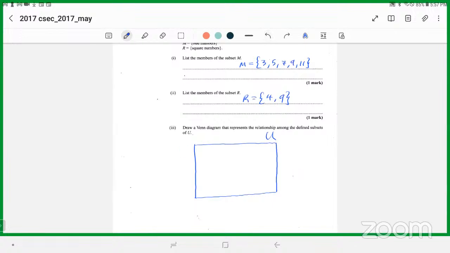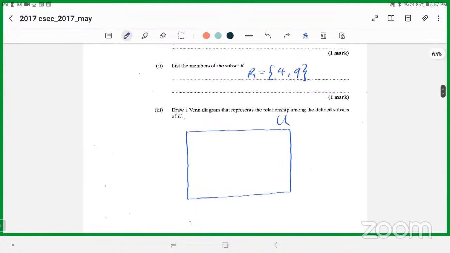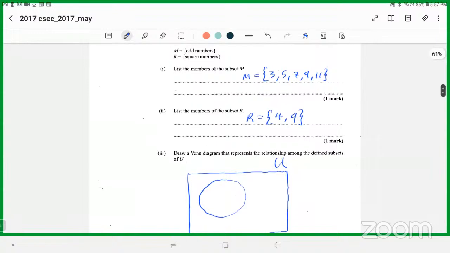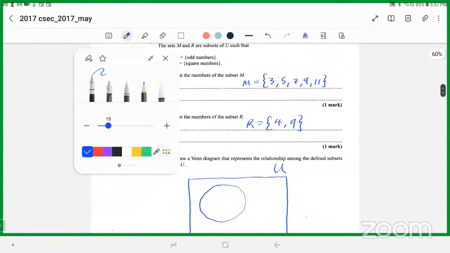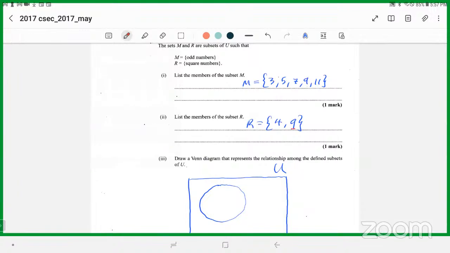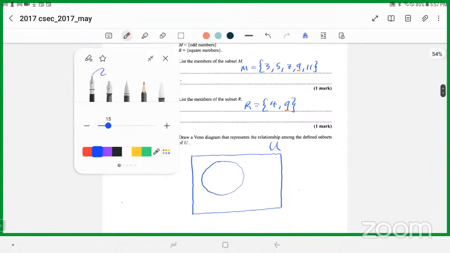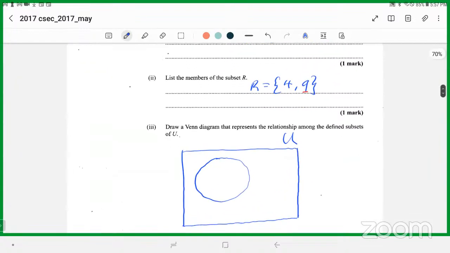Then there are two subsets that we're working with, right? A subset M and a subset R. Is there any intersection? Yes. Let's mark the intersection. So we have 9 here and 9 there. So only that one value in the intersection. Because we know that they intersect, I'm going to draw them crossing each other like that. I'm going to call this one over here M, and this one over here R.